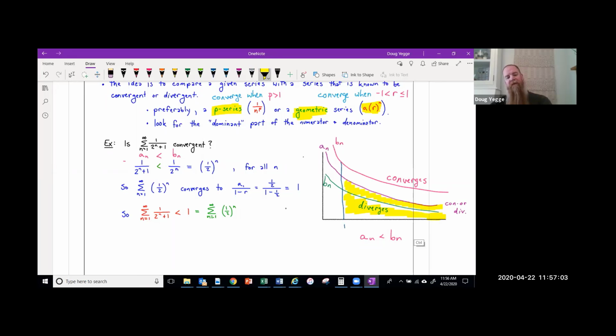So the direct comparison test can be used in two very particular circumstances. One circumstance when A sub n is less than B sub n and B sub n converges, or in another circumstance where A sub n is greater than B sub n and B sub n diverges. The easiest way to remember when it can happen is by remembering this graph. Is by recognizing that if a series is smaller than a convergent series, then A sub n must converge. Or if A sub n is above a divergent series, A sub n must also diverge. Any confusion on that idea?